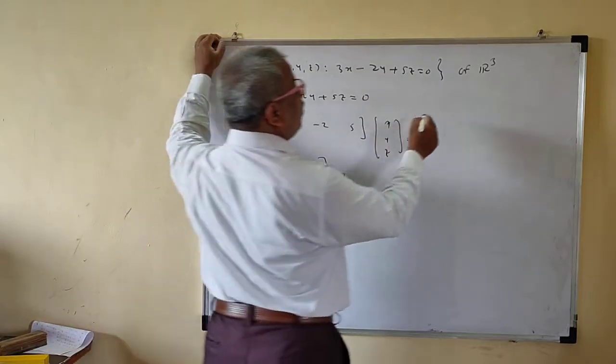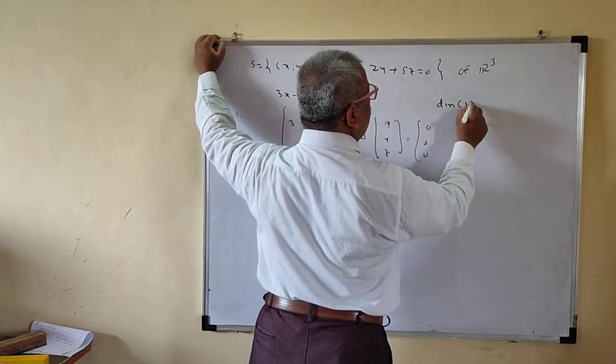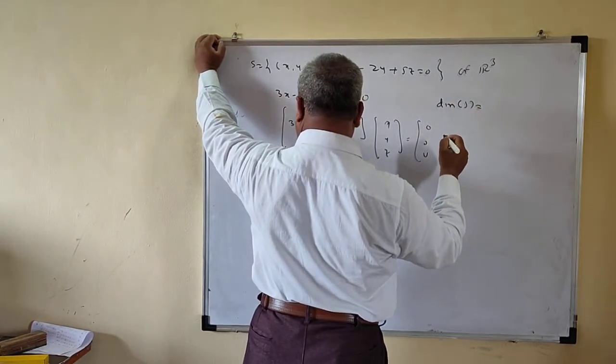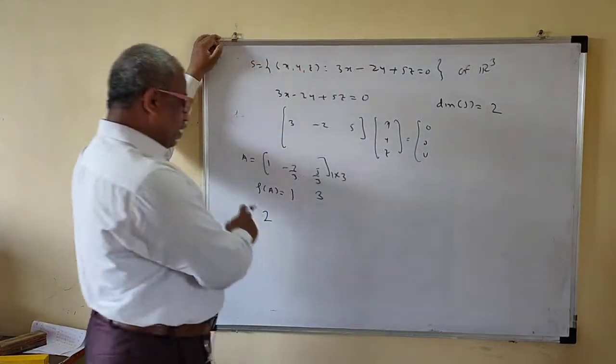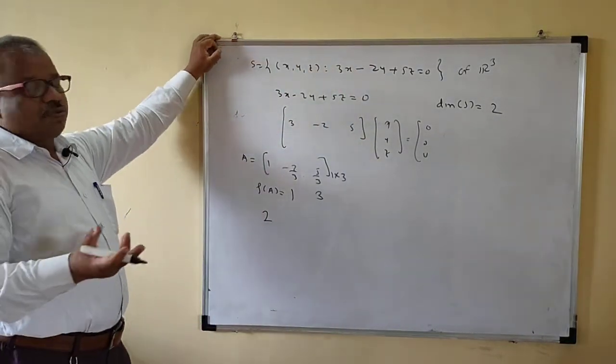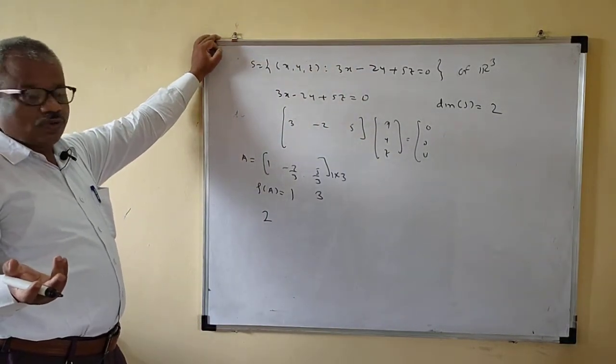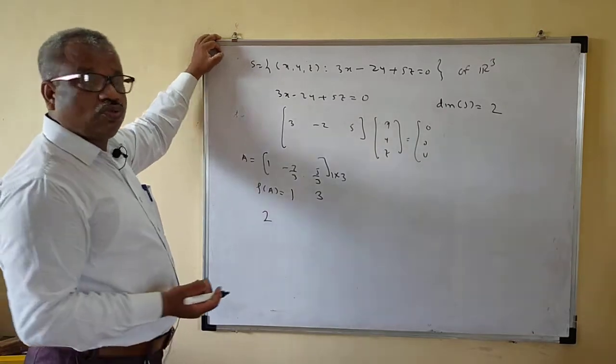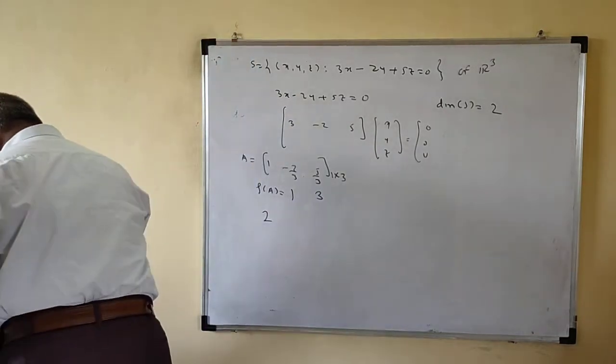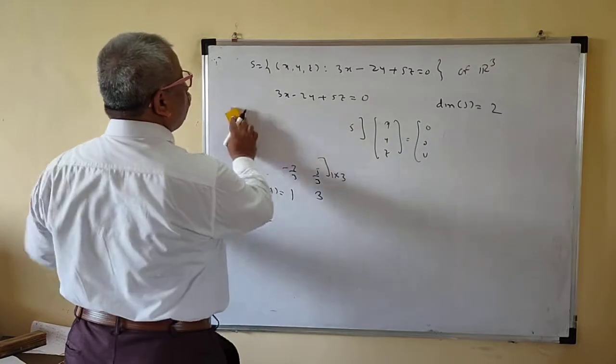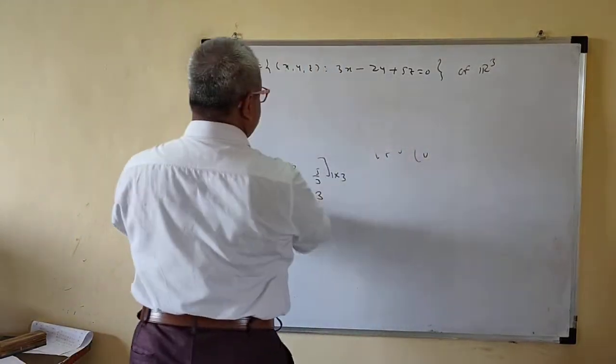So then the dimension of S will be 2, because there are 2 free variables. That will be the dimension. So the dimension is 2. That means you have to find the basis for this.